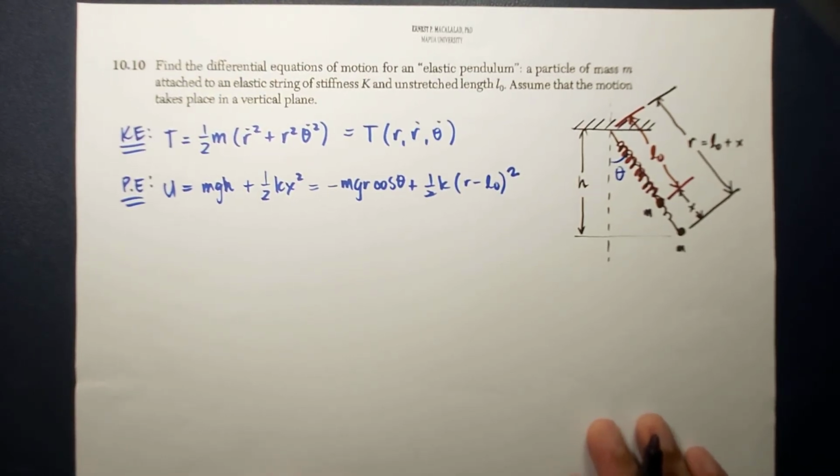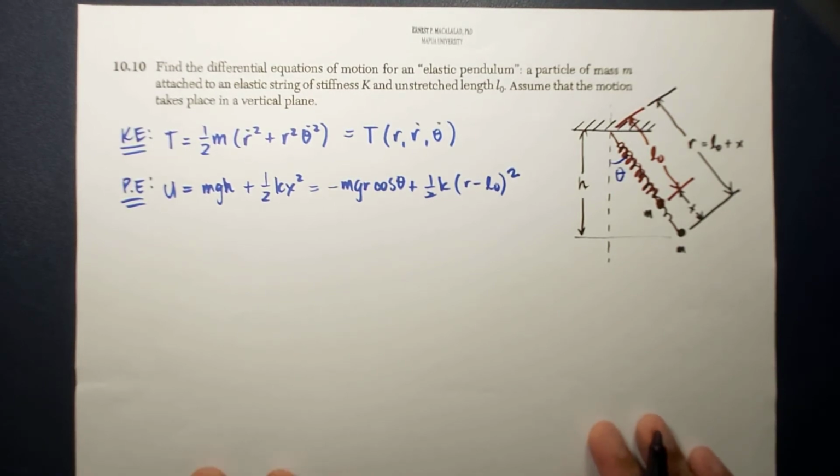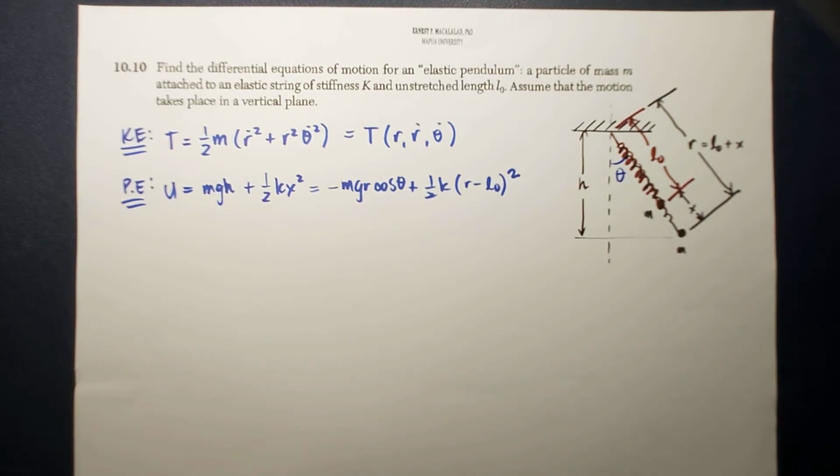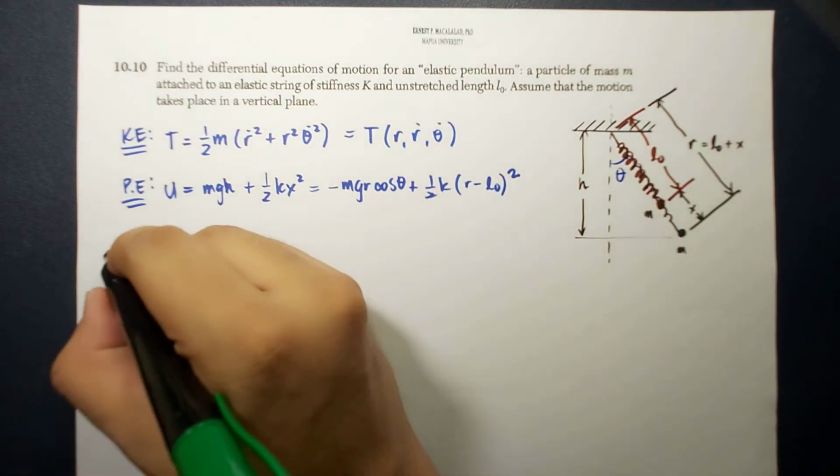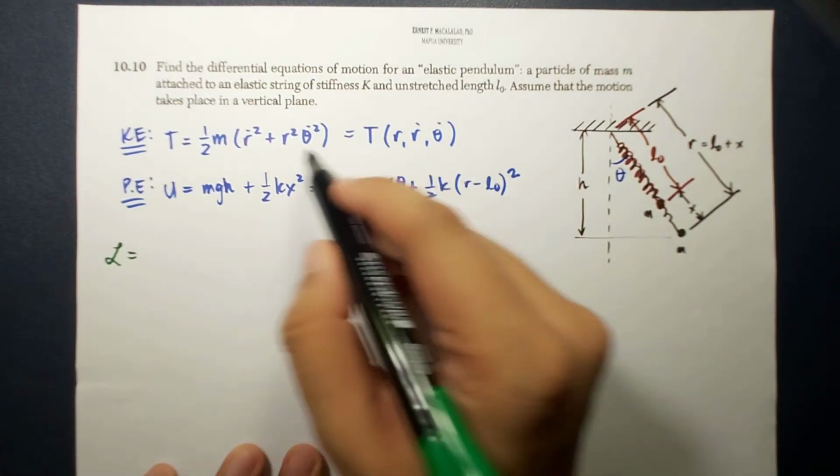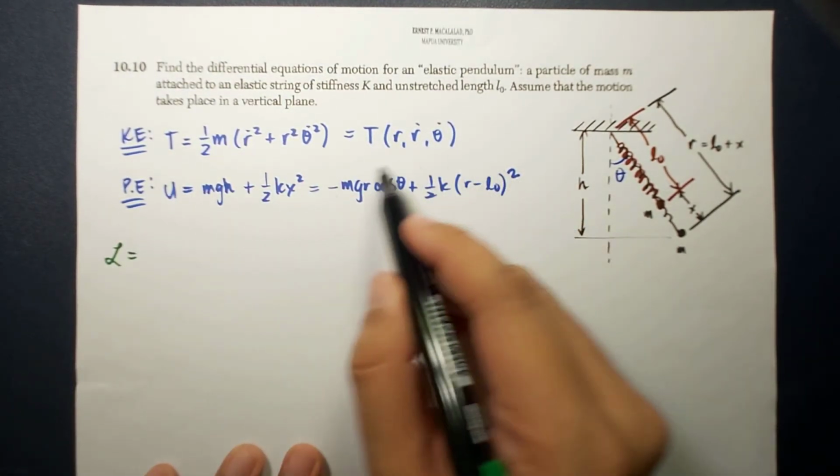Okay? You follow? Okay, so therefore, the Lagrangian of the system will be this minus this.